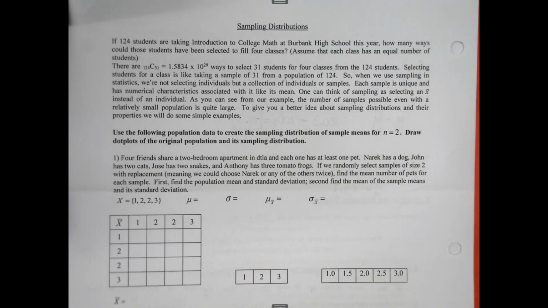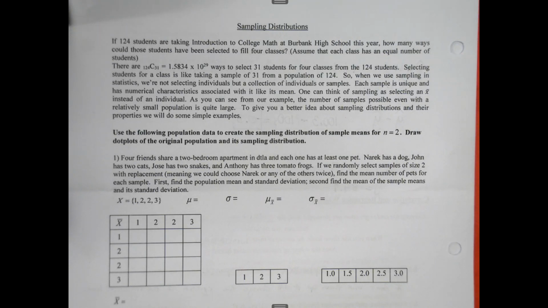A sampling distribution essentially is a distribution of all of the possible samples. So we take all of the possible samples that there are, and we find the mean or the standard deviation for every single one of the different samples, and then we find a distribution of all of those items.